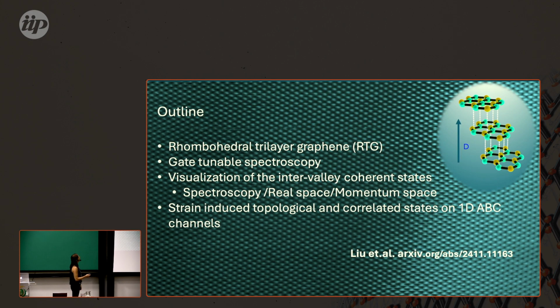Let's begin. The outline will be as follows. I'll give a short introduction to rhombohedral trilayer graphene. I'll show you how we perform gate-tunable spectroscopy, and then I'll show you the visualization of intervalley coherent states in spectroscopy, in real space, and in momentum space. And in the last part, I'll show some strain-induced topological and correlated states on 1D ABC graphene.